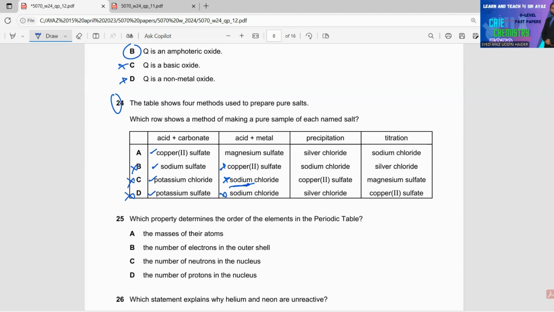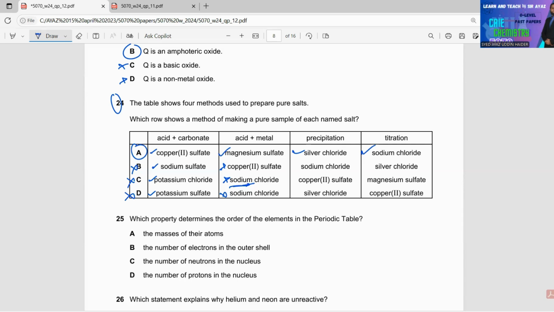For your convenience, I am checking the other details, that is for precipitation and titration. Silver chloride, yes, we can make silver chloride through the precipitation method because it's insoluble. What about sodium chloride? Yes, we can make sodium chloride through the titration method. So A must be the right answer in this case.